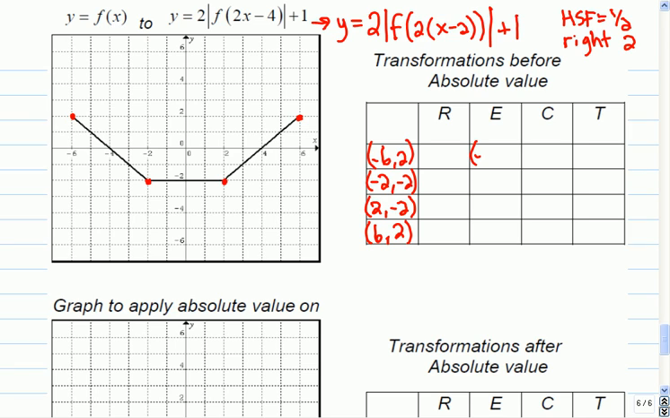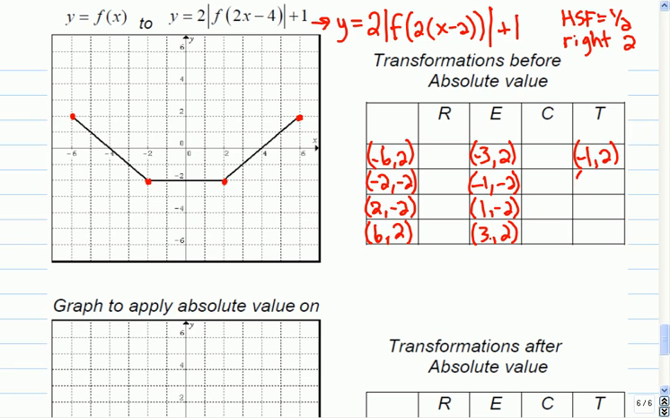So the first 2 things you need to do is horizontally it's going to be compressed to a half. So that means all the x coordinates are going to be half. So this will be -1, -2. This will be 1, -2. And this will be 3, 2. Then the last thing to do is move right by 2.